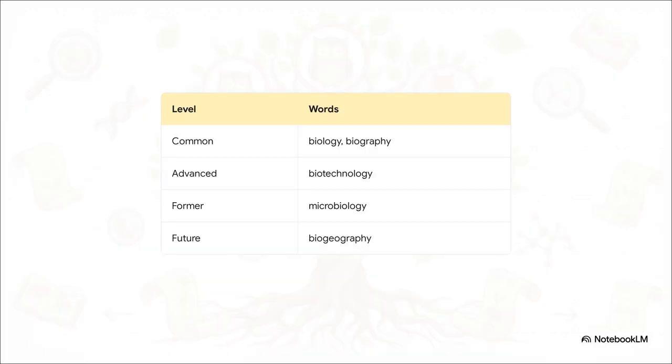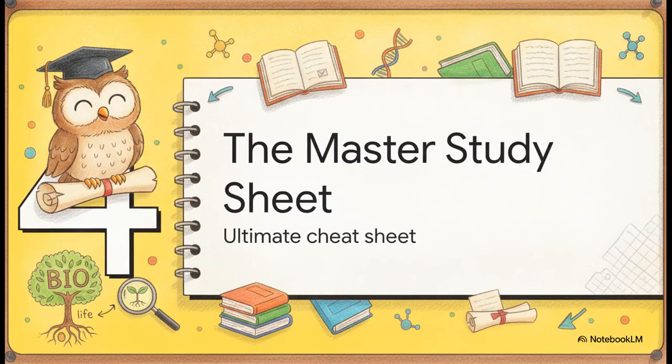For common words, you absolutely must know biology and biography. Moving up to the advanced tier, you'll see words like biotechnology and bioluminescence, which, by the way, literally means living light. So cool. Then we have former bee words, words that actually appeared in the bee, like biodegradable and microbiology. And you definitely want to keep an eye on likely future bee words like biogeography and bioinformatics. Memorize this specific family and you are completely prepared for the big leagues. Which brings us to part 4, the master study sheet.